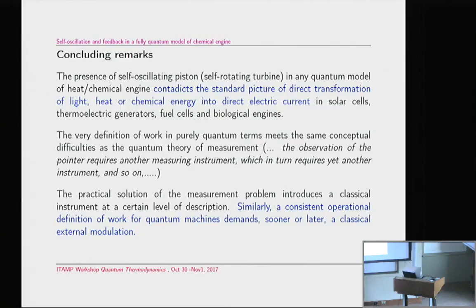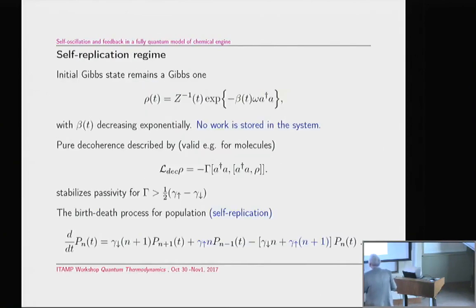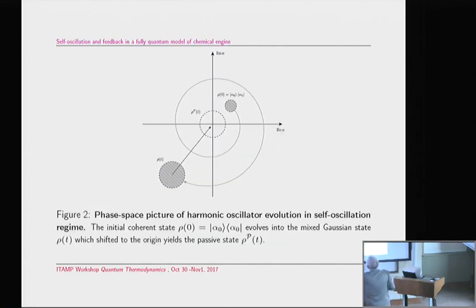What do you think about that? Okay, I would disagree, because off-diagonality is very important in this picture, you know, of the semi-classical picture. So coherent states are highly off-diagonal. So only with this picture you can explain this difference between work and energy.